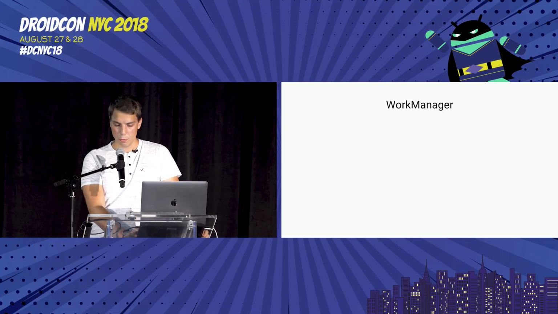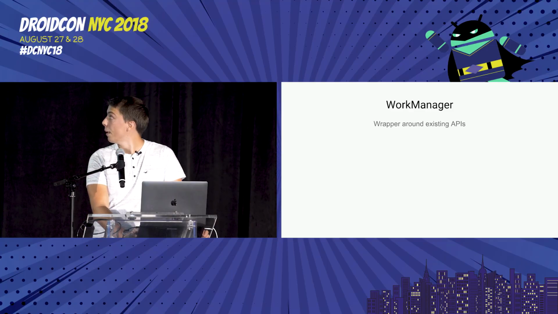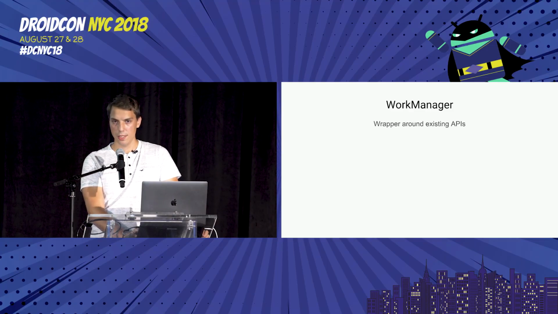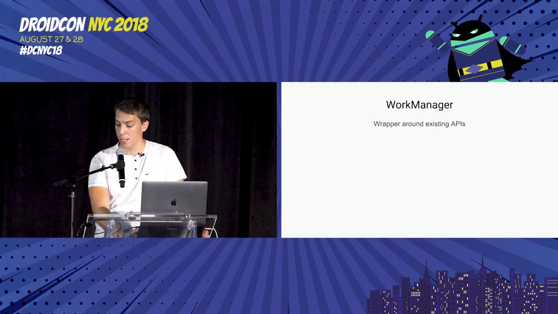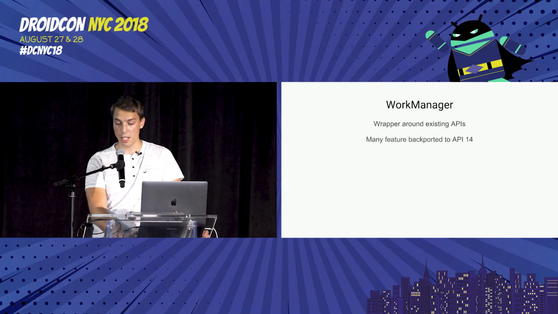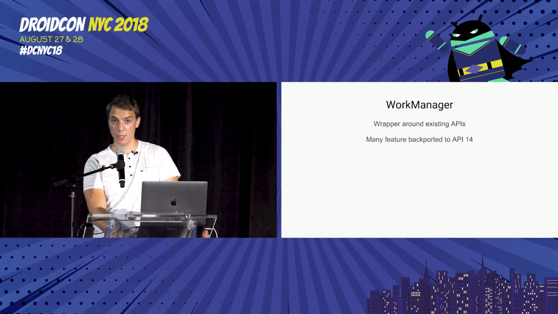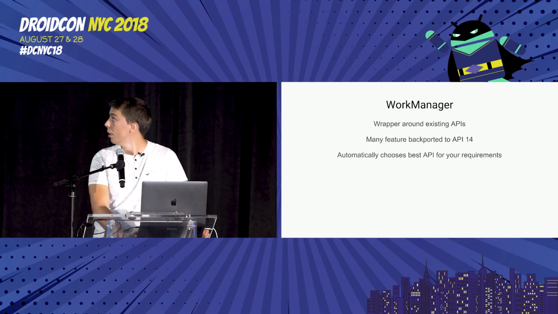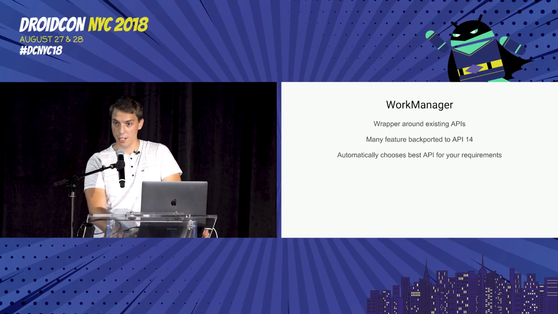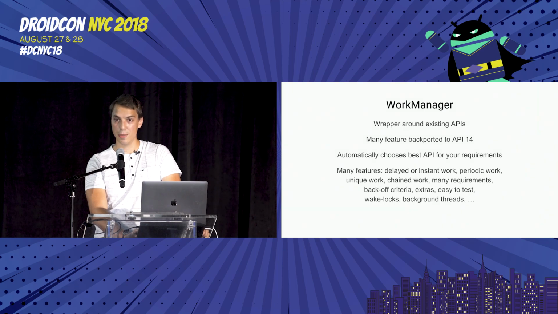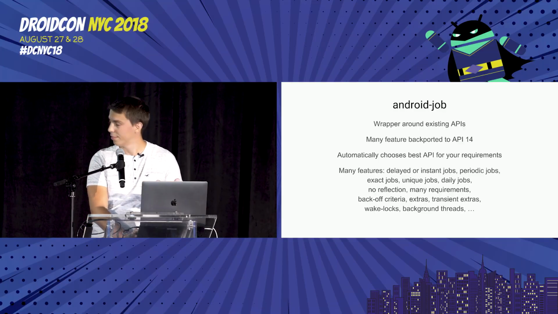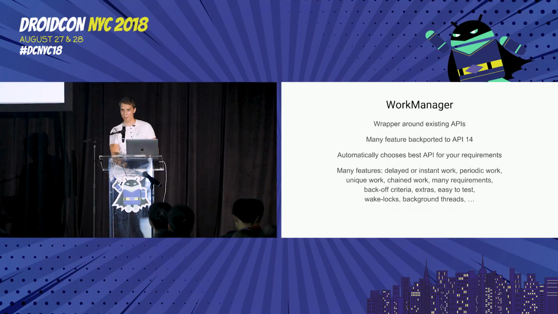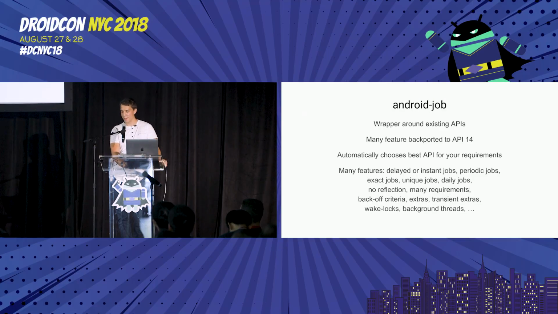So let's cover WorkManager now. WorkManager is a wrapper around the existing APIs. It has many features backported to API 14, so you don't need to worry about which device it's currently running on. It automatically chooses the best API for your use case, and then it has many, many features. And if this somehow sounds familiar to you, this is what the requirements were for Android Job. It's, in the end, really, really similar.